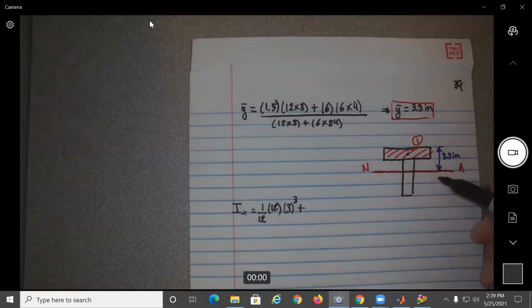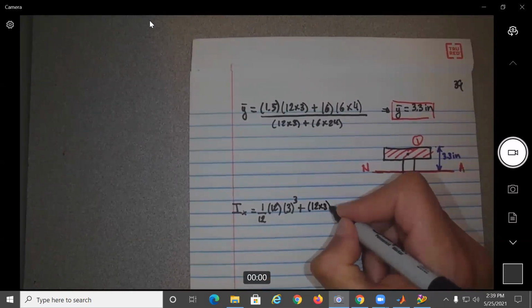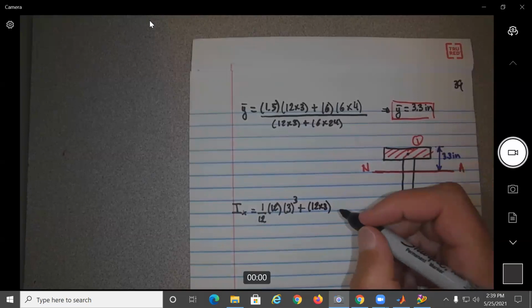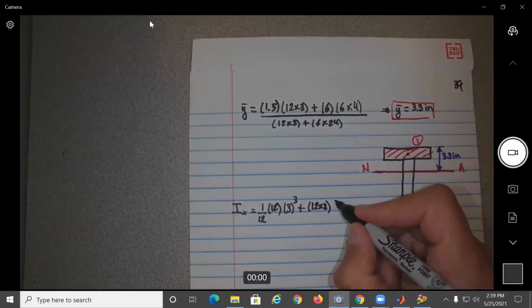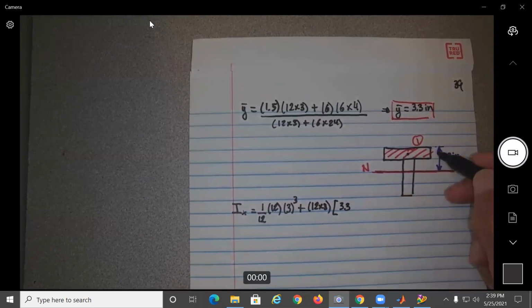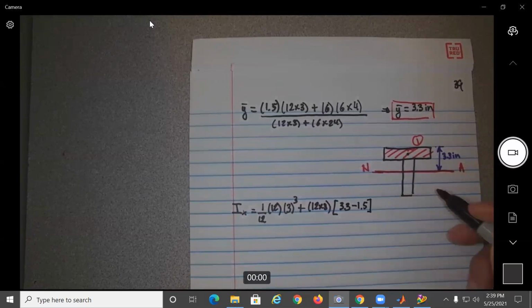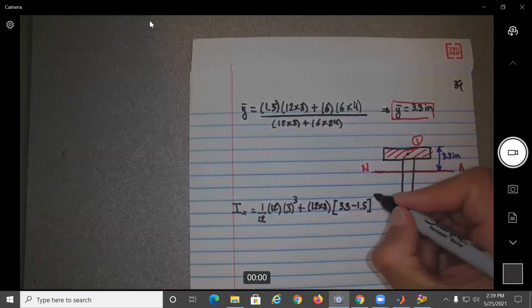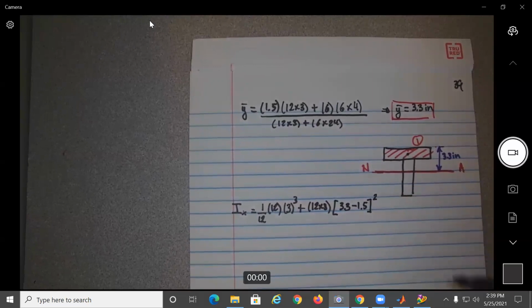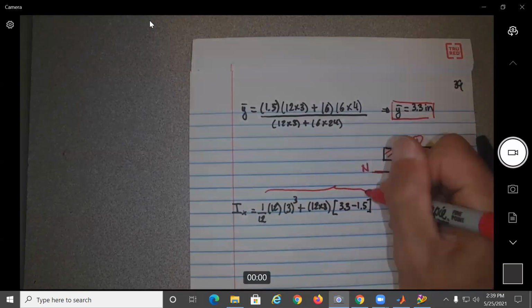So let's first do the area. So the area is obviously the same as before, 12 times 3. Now, what is the D? What is the distance? So that distance will be what? 3.3 minus 1.5. You see what I'm doing here? Okay, I don't want to add too much to the figure. And this is squared. So this is for 1.